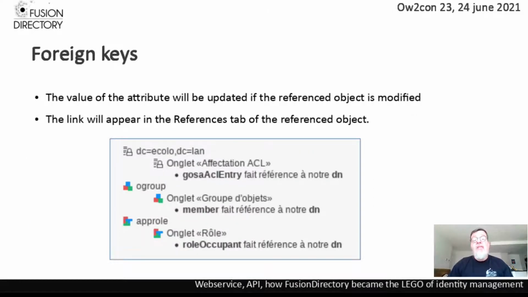Foreign key: it's like the foreign keys you see in database systems. It will update the reference when the object is modified, and you can look in the reference tab to see what other places this object is linked to.